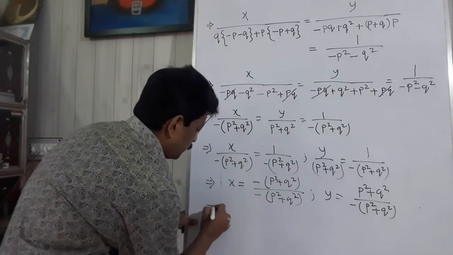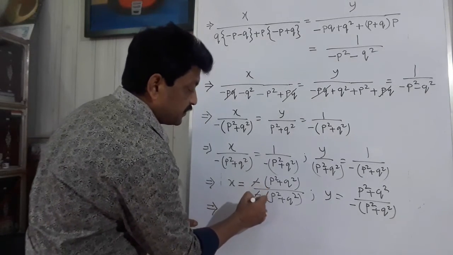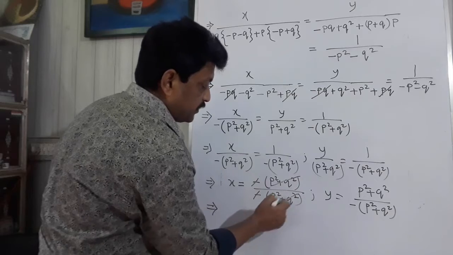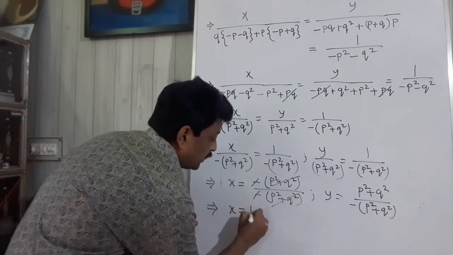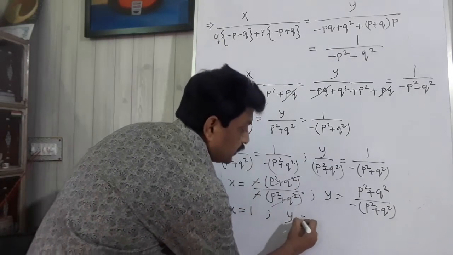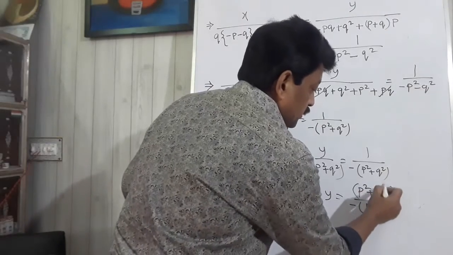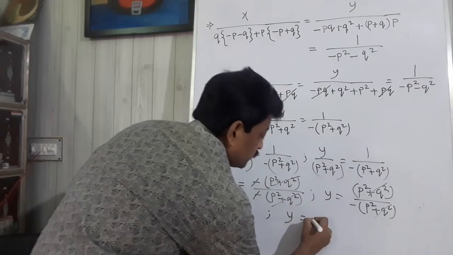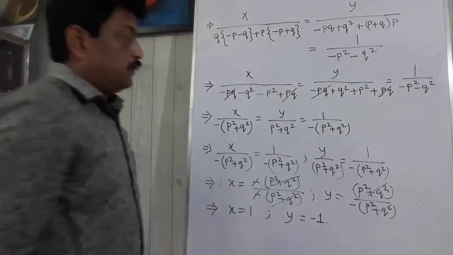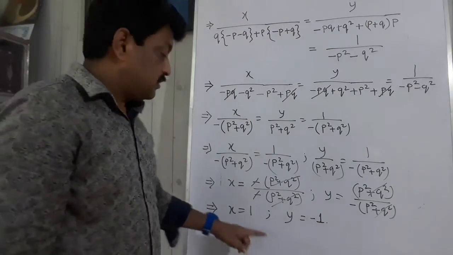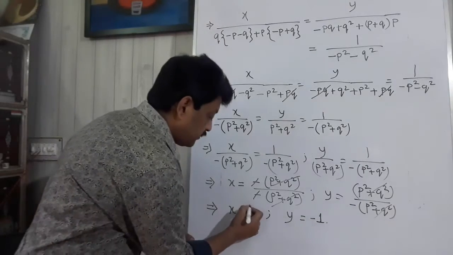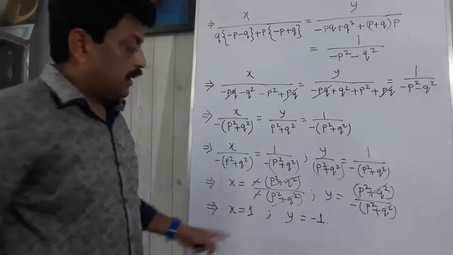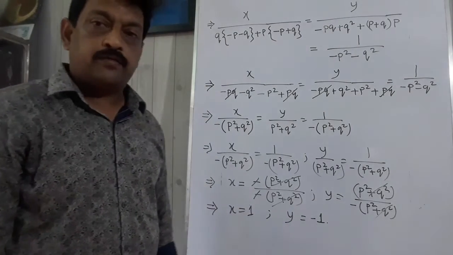So after cancelling this negative sign, the whole thing will be cancelled, therefore x equals to 1, and in case of y also the bracket part will be cancelled, so 1 upon minus 1 is minus 1. Therefore the required solution is in fact x equals to 1 and y equals to minus 1.